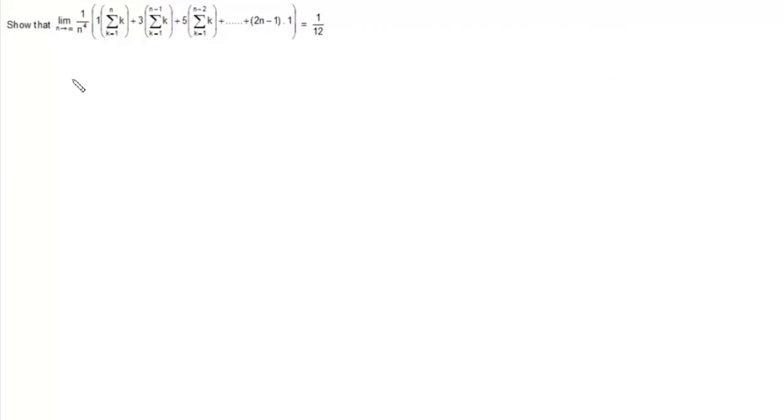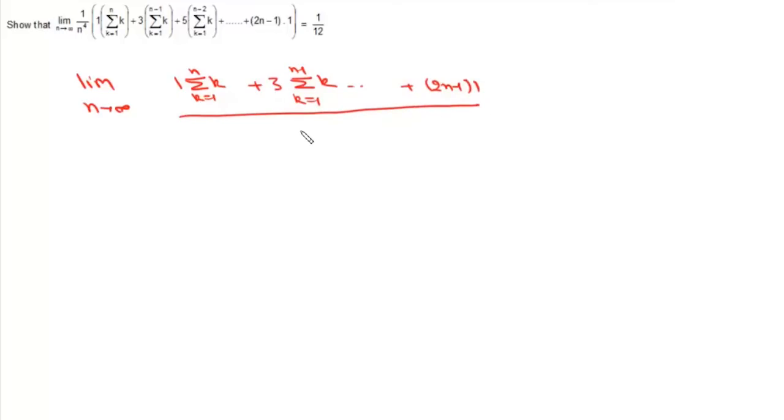Now here the question is, we need to solve this limit, n tends to infinity, 1 into the summation k varies from 1 to n, plus 3 into the summation k varies from 1 to n minus 1, up to (2n − 1), into 1 upon n to the power 4.